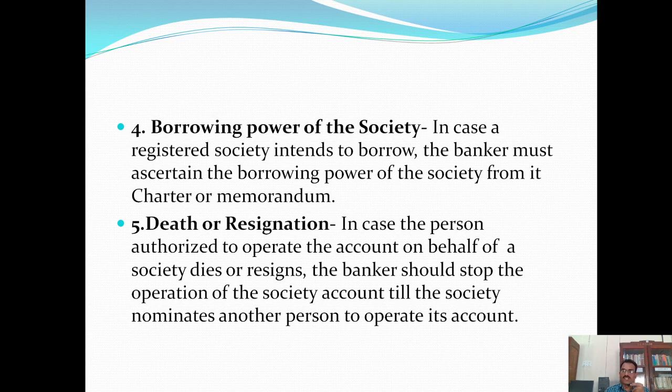Borrowing powers of the society. In case a registered society intends to borrow, the banker must ascertain the borrowing power of the society from its charter or memorandum. Death or resignation. In case the person authorized to operate the account on behalf of a society dies or resigns, the banker should stop the operation of the society accounts till the society nominates another person to operate its accounts.